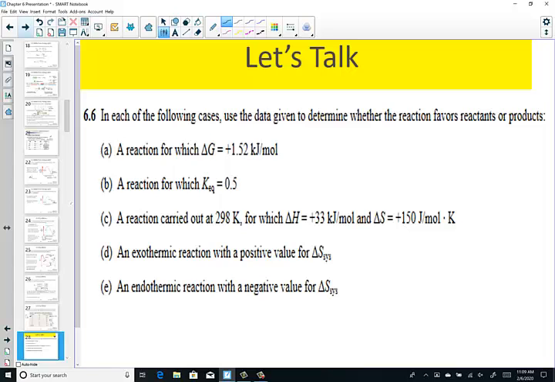Okay, so I'm welcoming you back. I hope you gave yourself some think time. Turn me off sometimes and just let yourself think. We're being asked if the reaction favors the left side or the right side, the reactants or the products. In letter A, I notice that I'm given a positive sign on the delta G. A positive sign for delta G indicates that the reaction is spontaneous, but in the reverse direction.